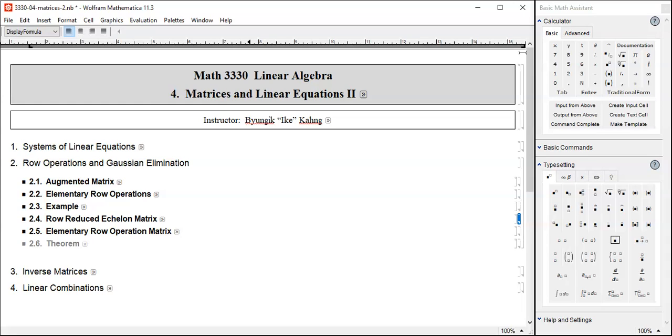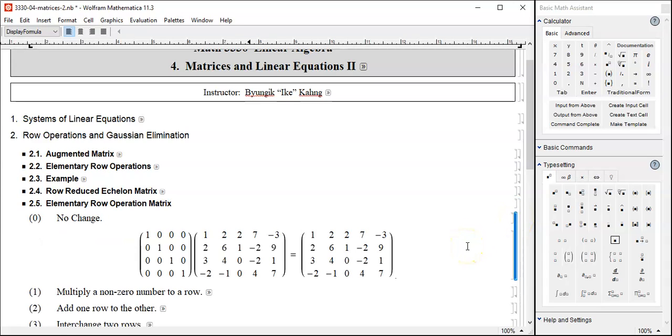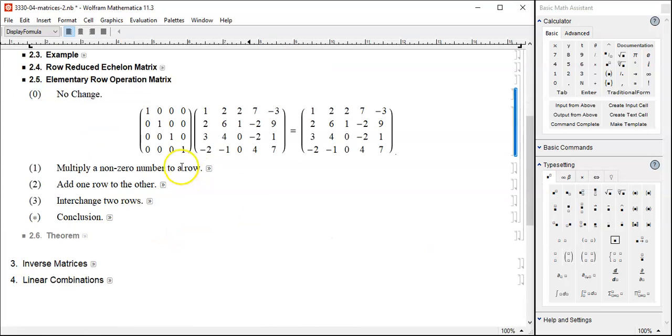Okay, so much for the second application. Let's go to the third application: elementary row operation matrices. What are those? It will turn out that elementary row operations correspond to matrix multiplication. We begin with this: no change if you multiply by the identity matrix.